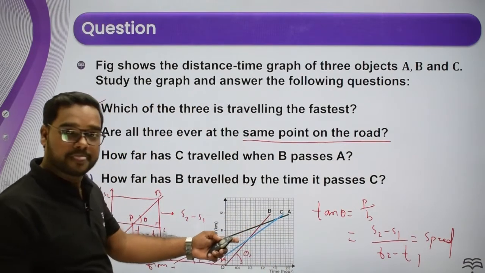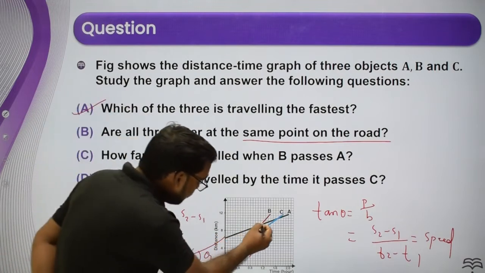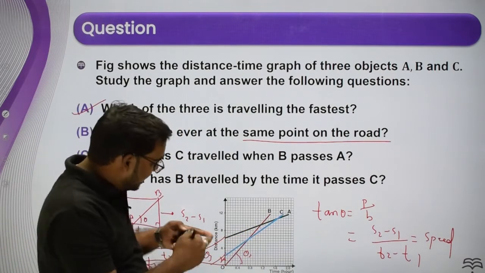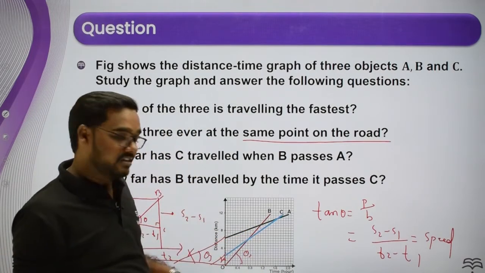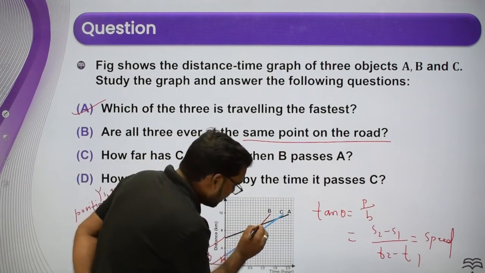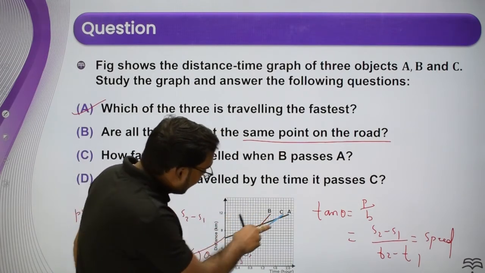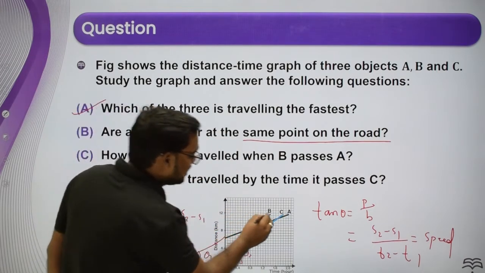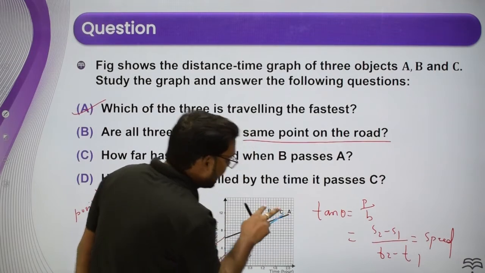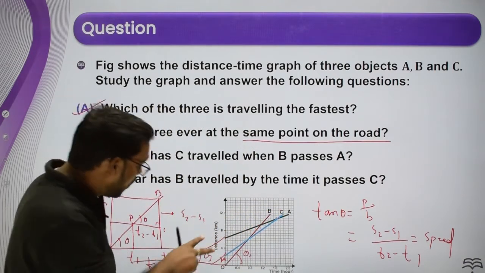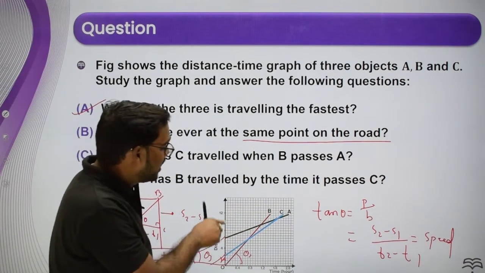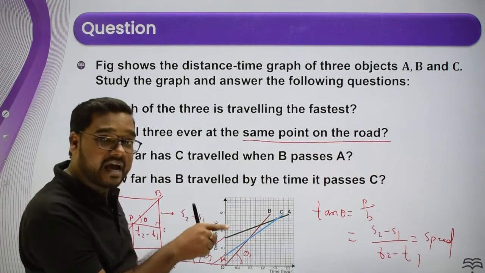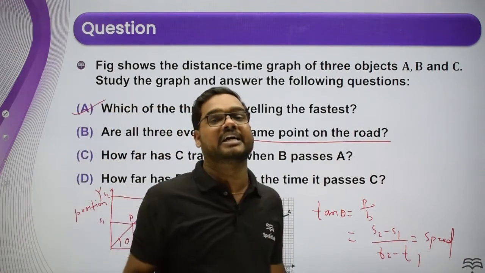Now you can see over here, there is not a single point where the three lines intersect one another. Yes, this is the point where B and A intersect each other. This is the point where C and A intersect. There is no single point here where B, C, and A all intersect one another.